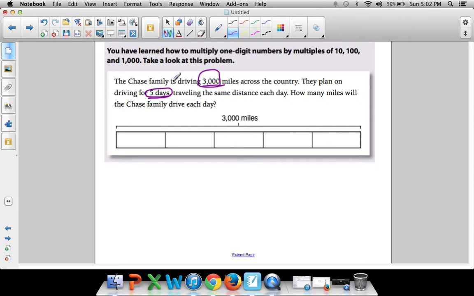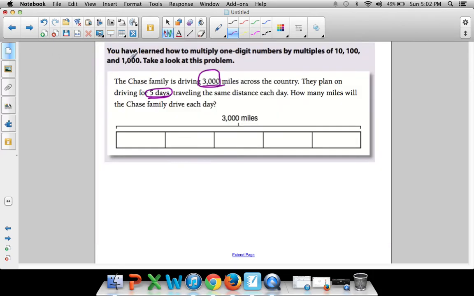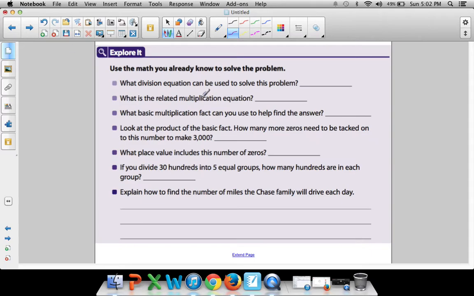Let's look at the questions just below this model and see what they ask. What division equation can be used to solve this problem? Well, you've got 3,000 and you've got 5. So if they're talking division, it should be pretty clear that they want you to do 3,000 divided by 5 equals, what is the related multiplication equation?